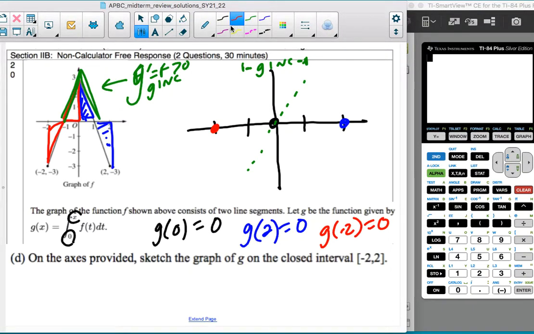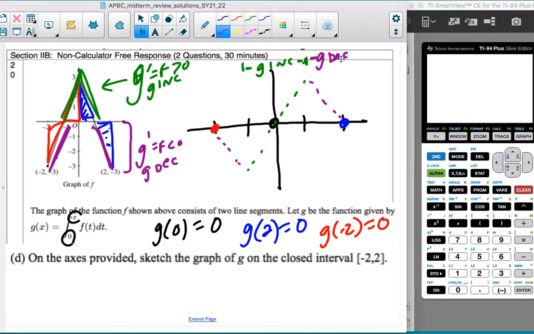I know that down here in purple, g prime, which is f, is less than 0, so g has to be decreasing, meaning that over here, g has to be decreasing, and over here, g has to be decreasing. So g is decreasing in this window, and g is decreasing here, right? So it has to be going downhill. In the middle, in this green spot, it has to be going up. So it looks like this zigzag.